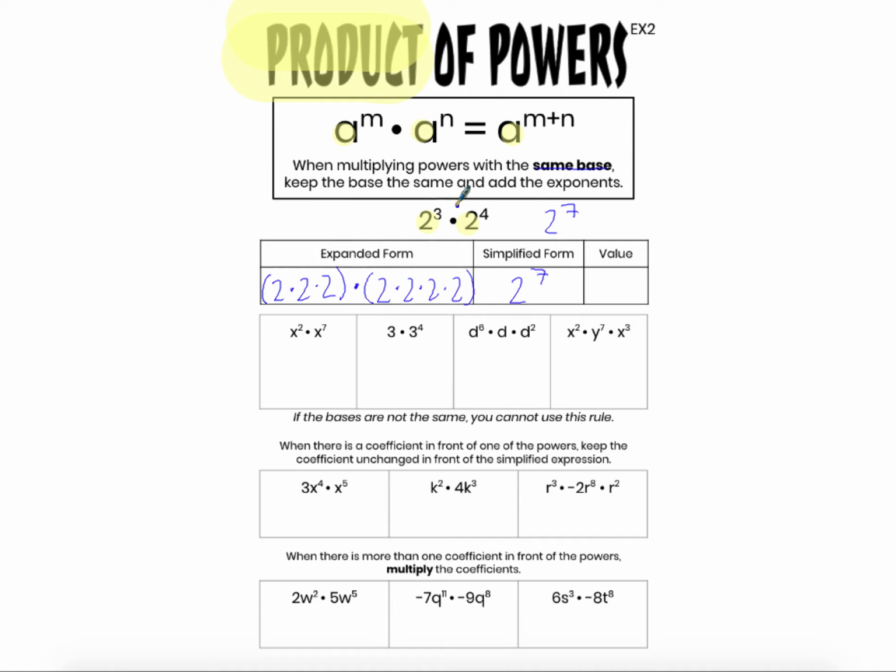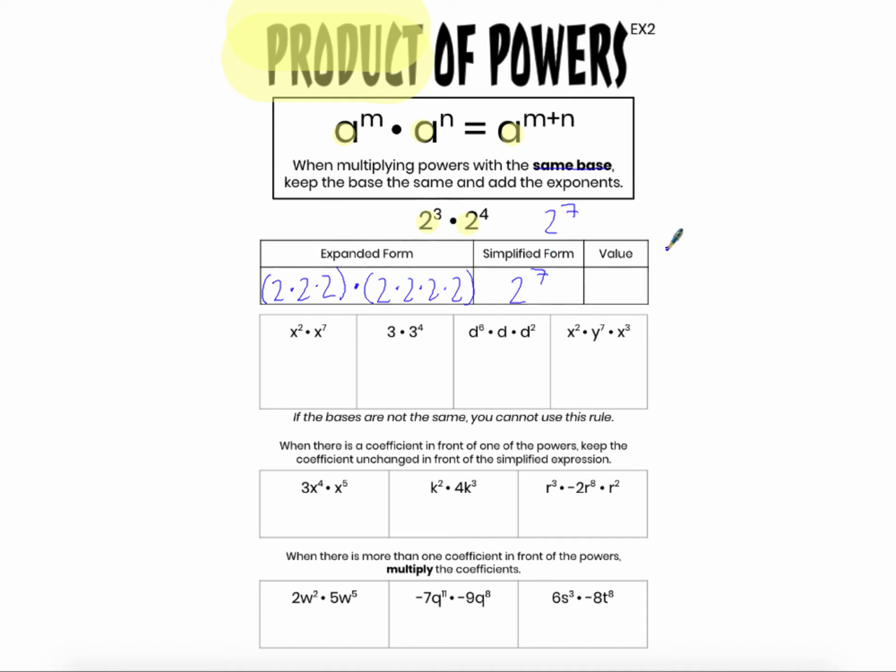So if you memorize the product rule, great. Add the exponents. If you forget, oh, do I add? Do I subtract? Do I multiply? Then go ahead and write the expression in expanded form, and then just count the number of factors. There's 7 here. If this is a reasonably sized value, I might ask you for the value.